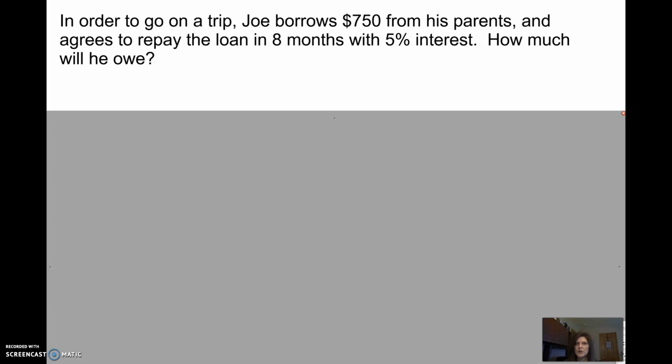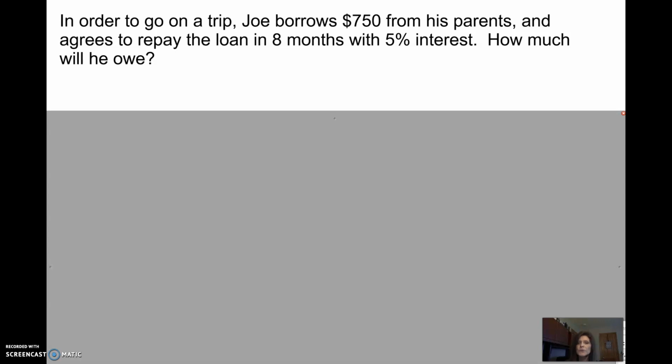Let's take a look at a couple more practical problems with context in them and see if we can apply our simple interest formula appropriately. The first one is pretty straightforward. It says, in order to go on a trip, Joe borrows $750 from his parents and agrees to repay the loan in 8 months with 5% interest. We're assuming simple interest if it doesn't say otherwise. So the question is, how much will he owe?